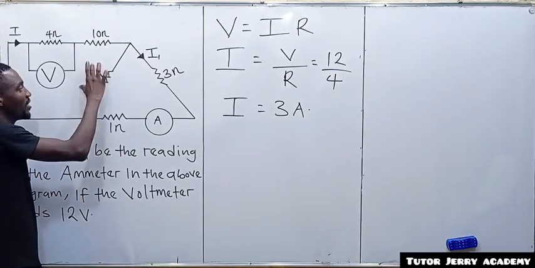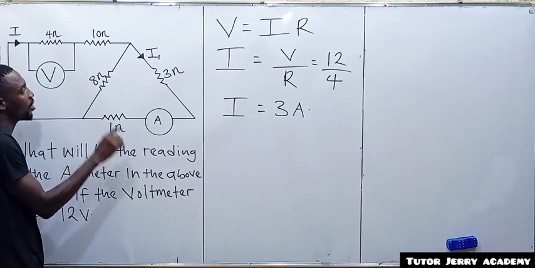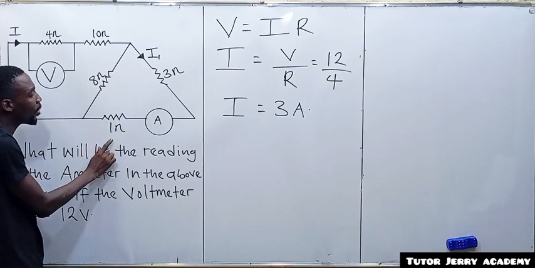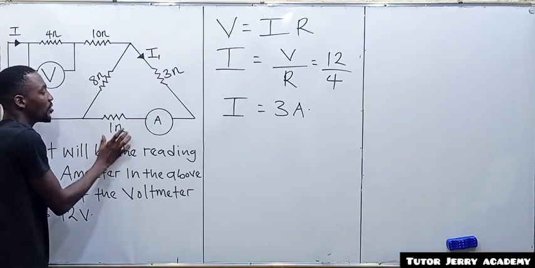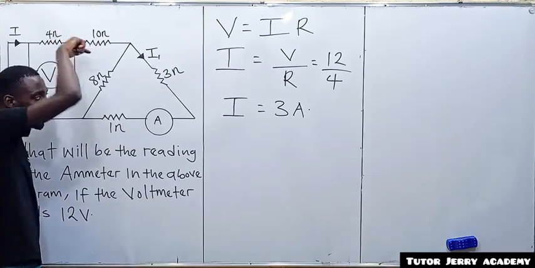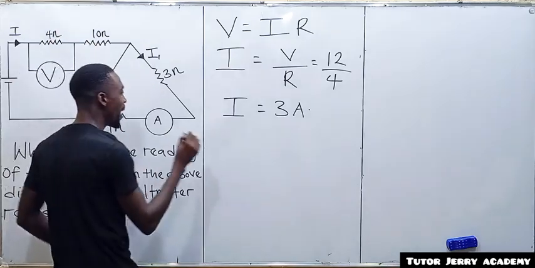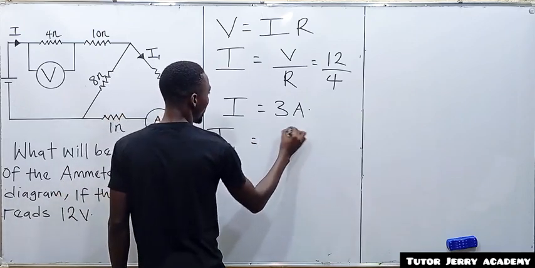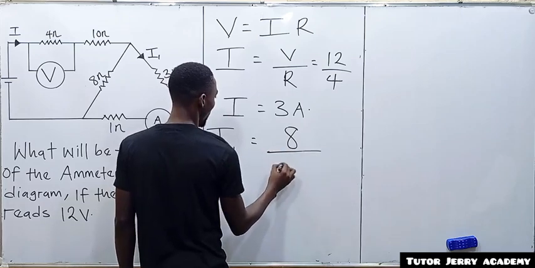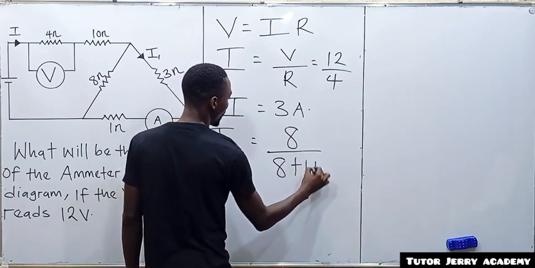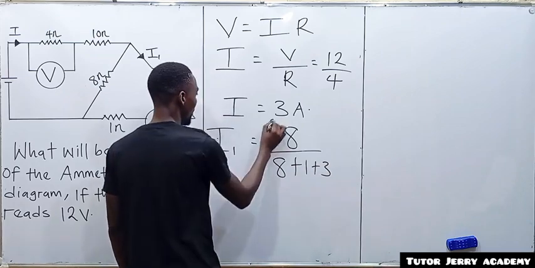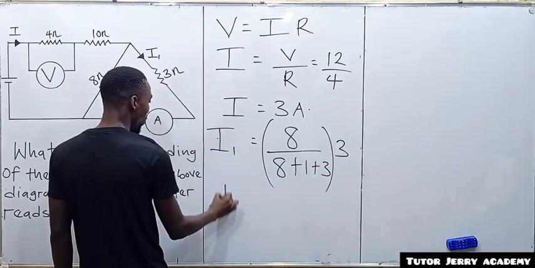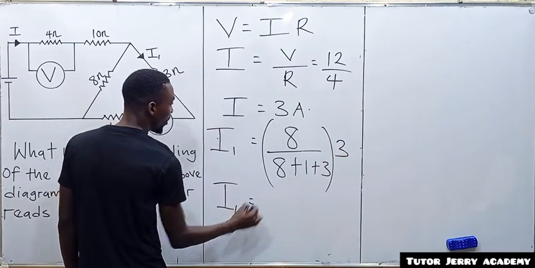So it's going to be 8 over 8 plus the equivalent resistance here, which is 4, then multiplied by the total current that is coming in. So I1 will be equal to 8 over 8 plus 1 plus 3, then multiplied by the total current that is coming in, which is 3.